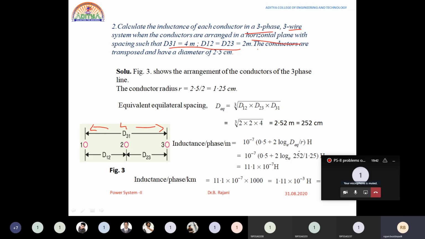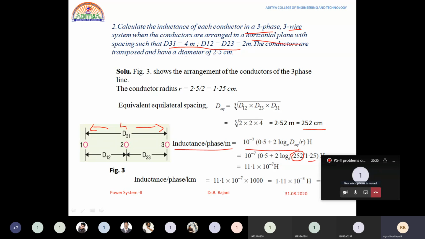Now for any transposed line, the formula for inductance per phase per meter is, by direct substitution, 10 to the power of minus 7 into 0.5 plus 2 log of D by r. What is D? Here we have three distances of an equilateral triangle, so D is the cube root of D12, D23 and D31, the three distances multiplied, in meters. After substitution, this is the D equivalent value, 2.52, and this is the r we have.